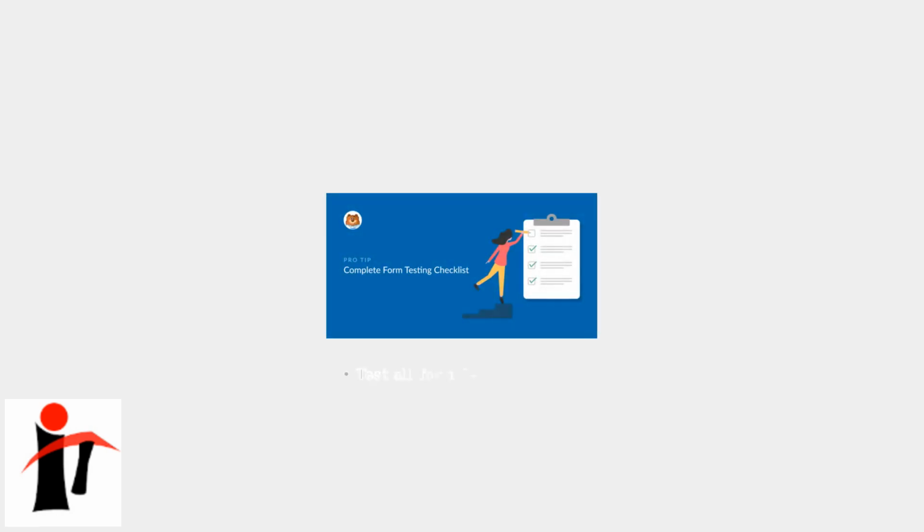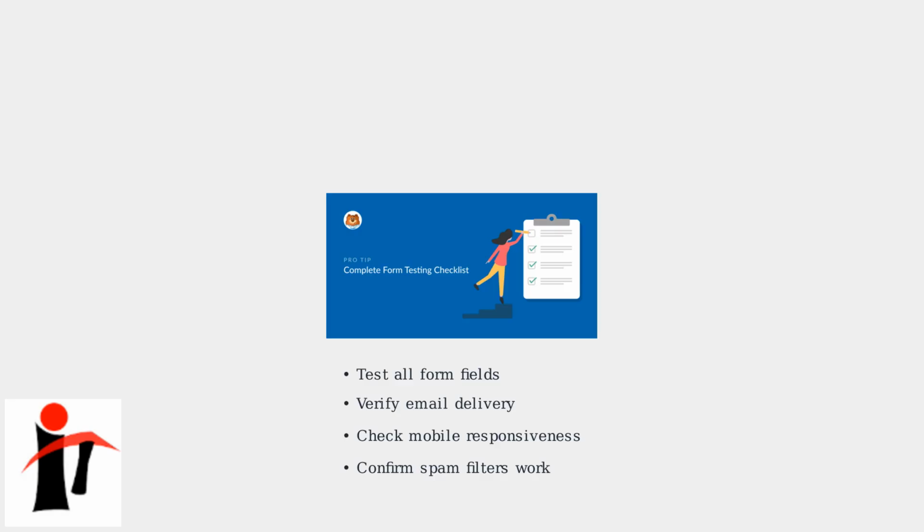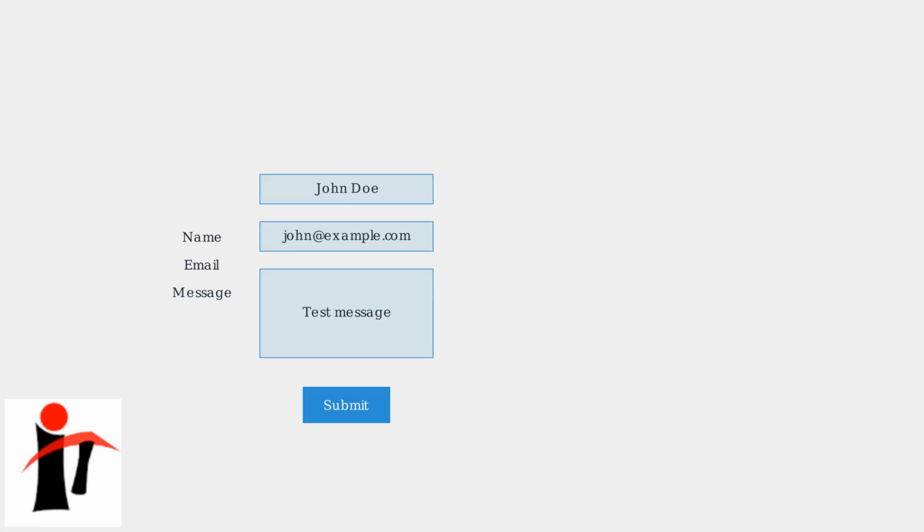Use a testing checklist to ensure all aspects are covered. Check that fields are required where needed, validation works, and spam prevention is active. Submit a test entry using sample data, fill in the name, email, and message fields, then click Submit. Verify that the information is received correctly by checking your email inbox or the Hostinger Dashboard Submissions panel.